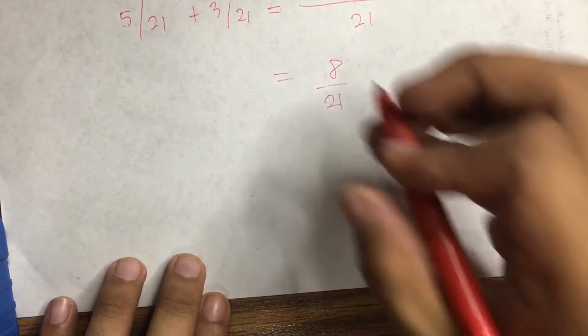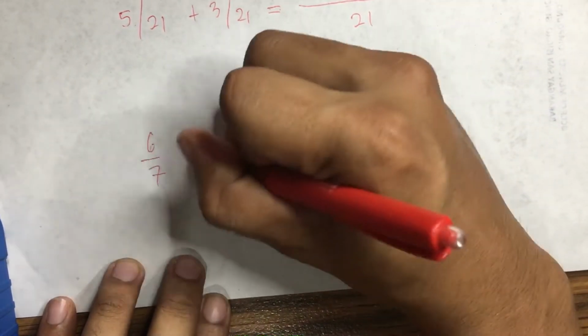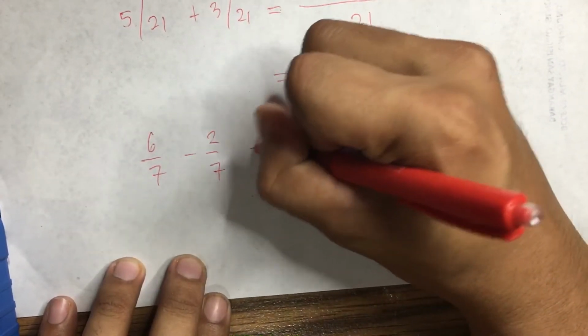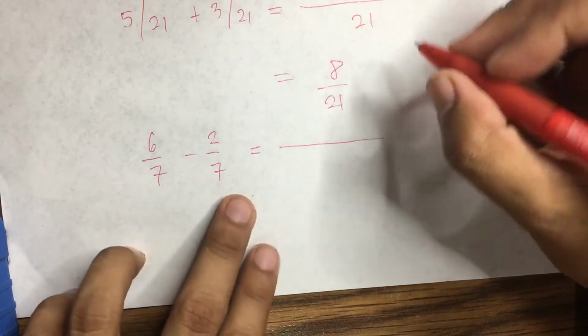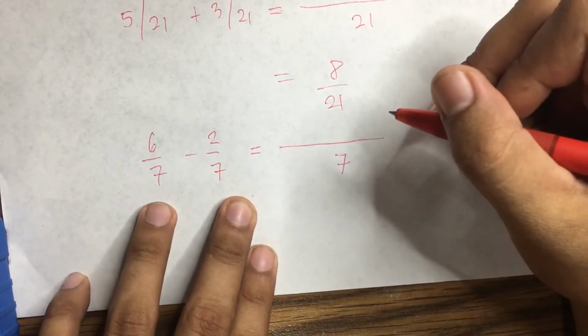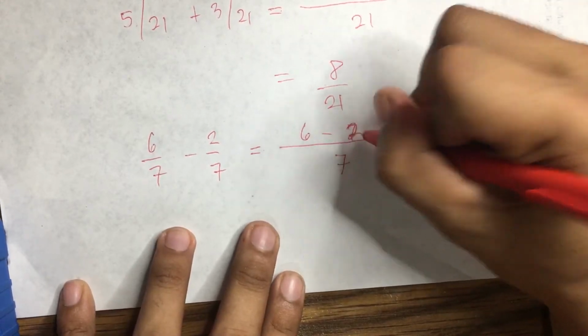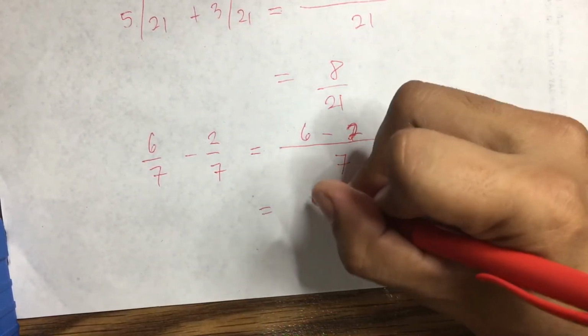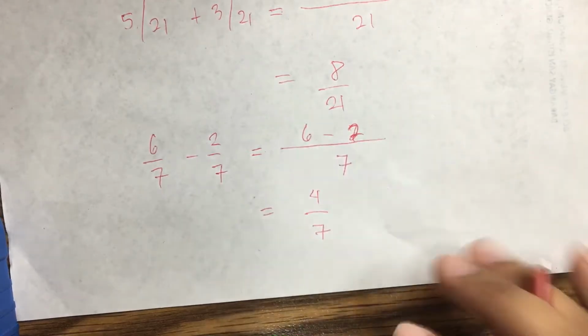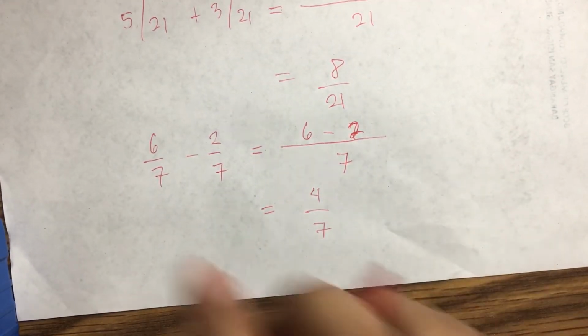Next, the third example is 6/7 minus 2/7. In this case, the denominator is 7. So copy the 7. 6 minus 2 is 4. So 4/7. That is now the final answer.